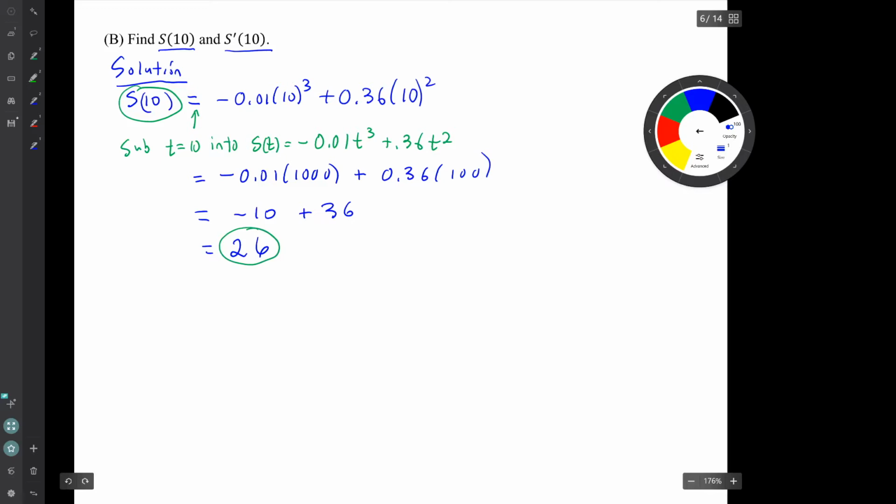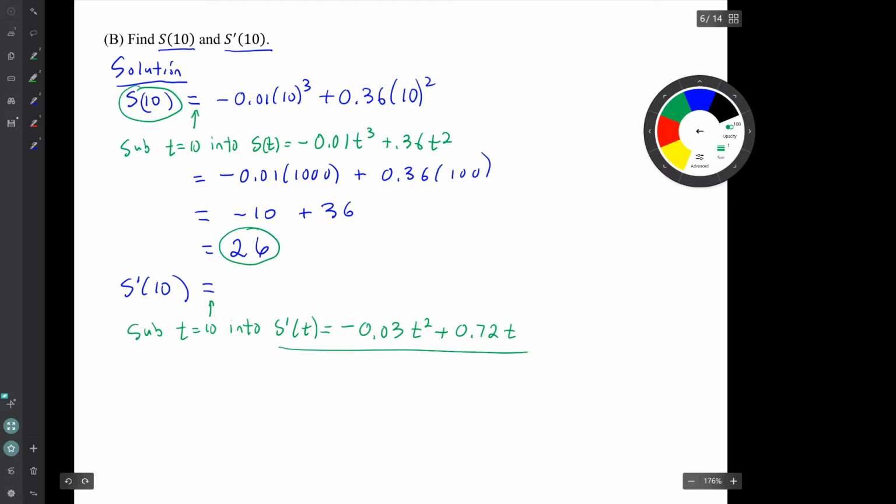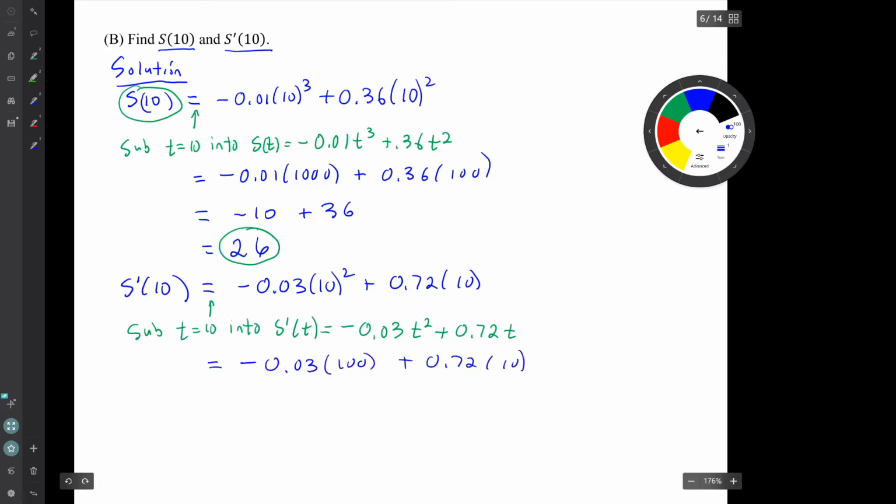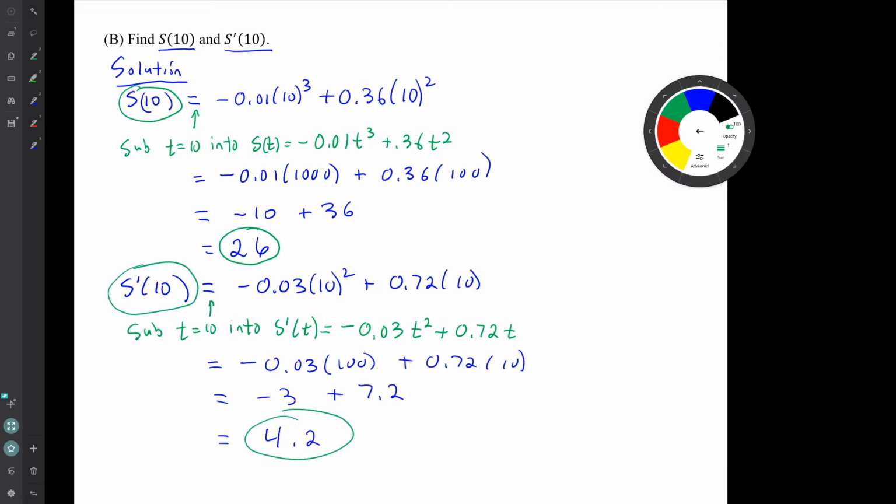Question B, we're supposed to find S prime of 10. Remember what that means. We're supposed to substitute t equals 10 into S prime of t. There's our formula for S prime of t, so let's do the substitution. So our result is that S prime of 10 is the number 4.2. Let's go on to the next part.